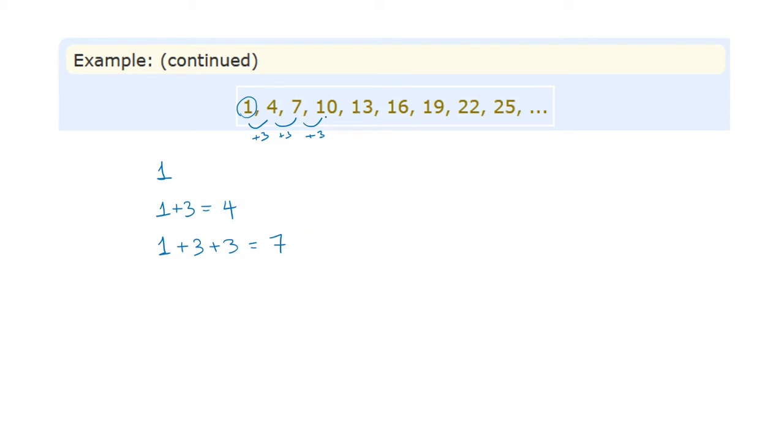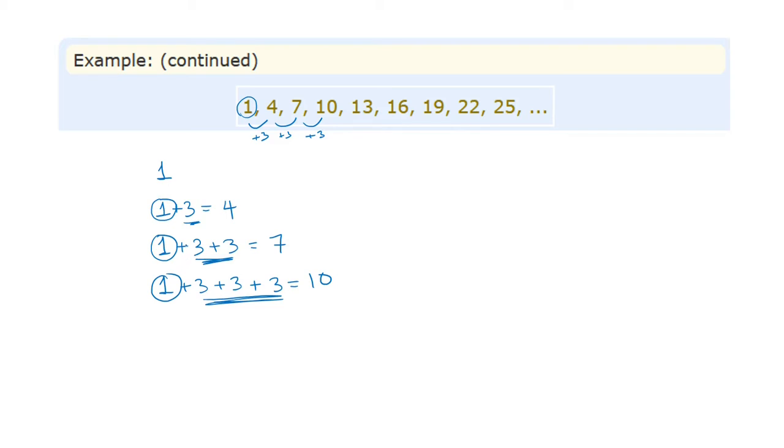How did we get 10? We took the 1, added the 3 to get the 4, added another 3 to get the 7, and then added another 3 to get the 10. And that's how we got to 10. So there's obviously a repeating 3 that shows up here. I can rewrite this slightly simpler by simplifying this 3, which we know as the common difference. The 1 always appears, and we're going to call that our first term.